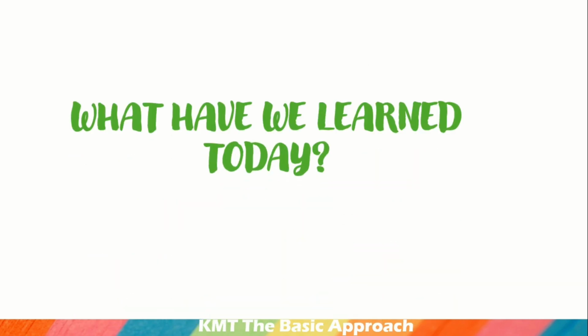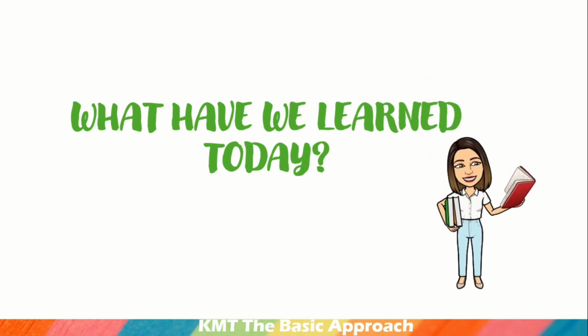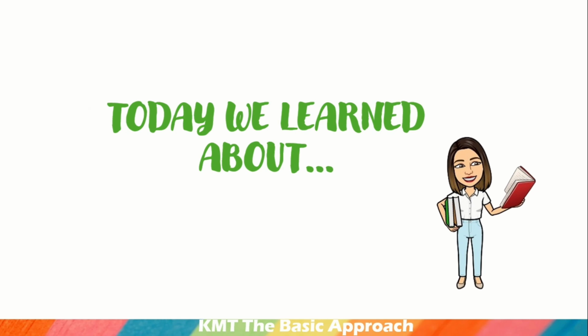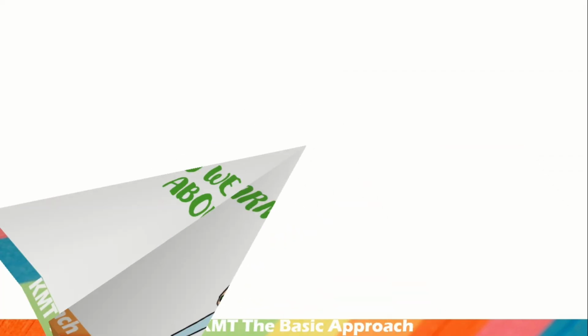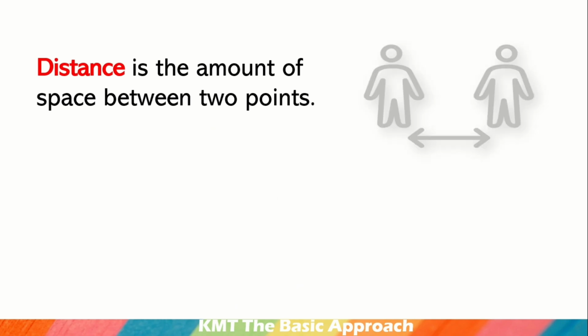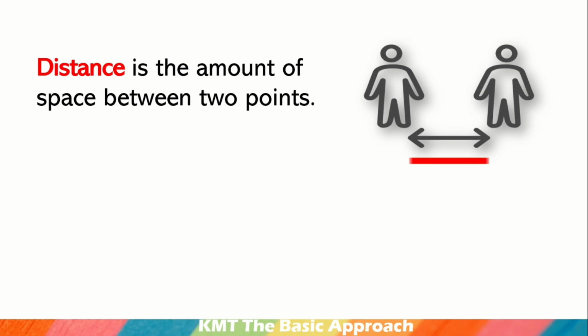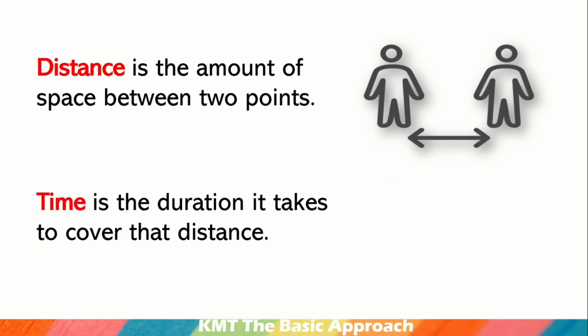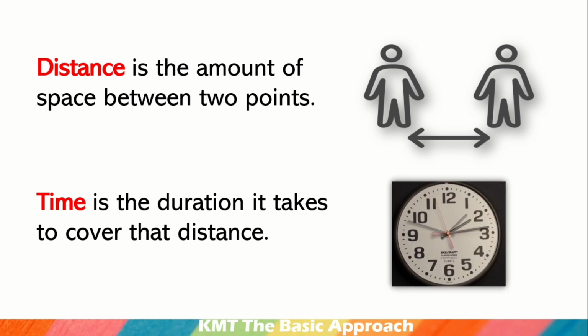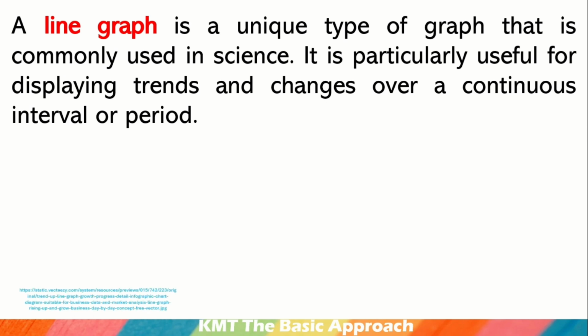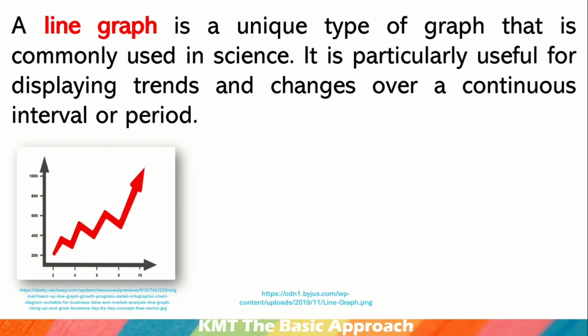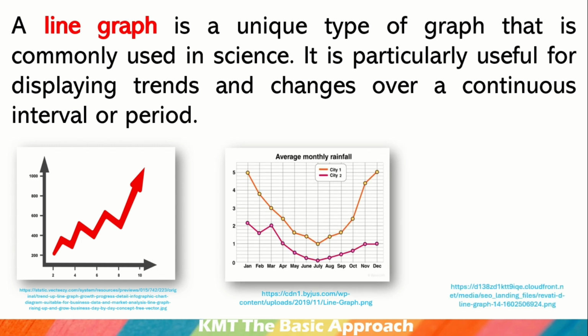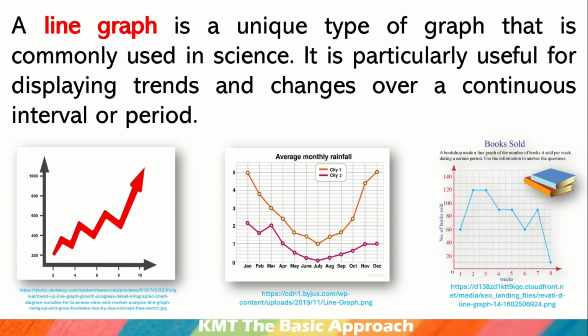What have we learned today? Today, we learn that a distance is the amount of space between 2 points. Time is the duration it takes to cover that distance. A line graph is a unique type of graph that is commonly used in science. It is particularly useful for displaying trends and changes over a continuous interval or period.